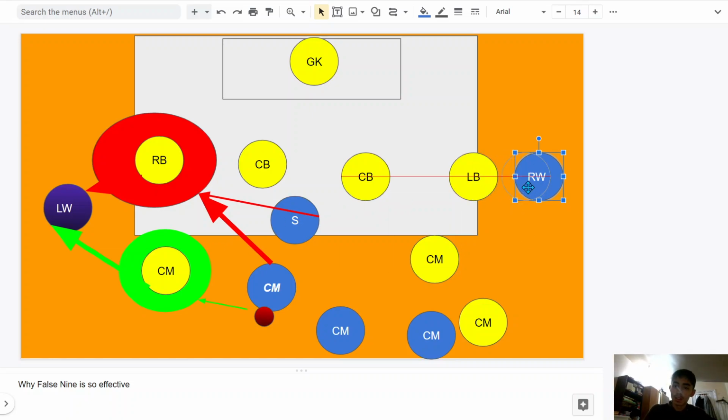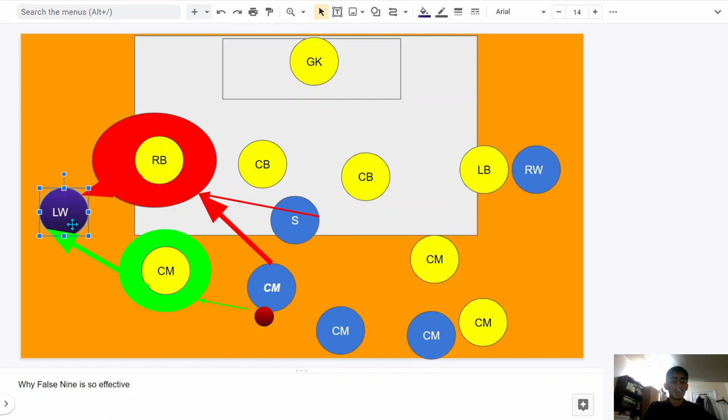He is next to the line, so it's obvious who should mark him. Of course, this guy should mark him, right? Of course, this guy's going to mark him, right? However, in this situation, if you switch your attention to the left side of the pitch, nobody knows who to mark him because he is between them, right? So these two guards are effectively unsure who should protect against him.